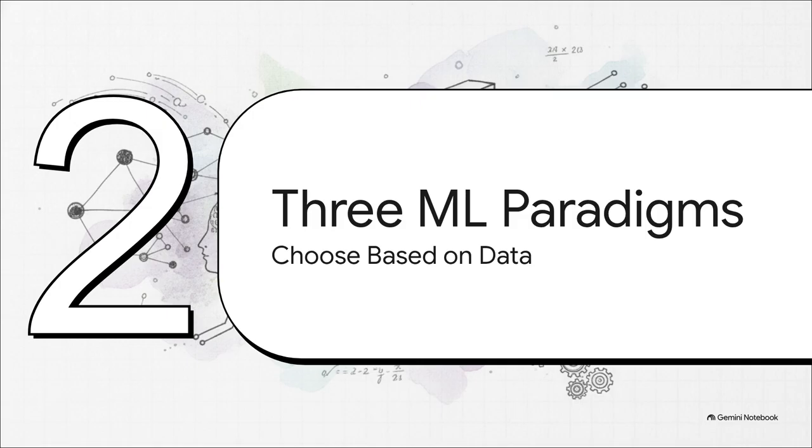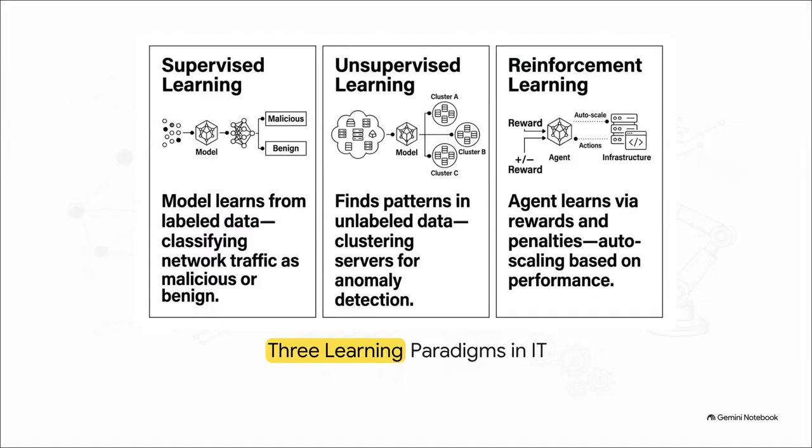All right, moving right along to Section 2, 3 machine learning paradigms, choose based on data. So how do we actually approach building a model? Well, it's not really about picking your favorite one. Your choice is dictated purely by the data you have sitting in front of you. Let's break down your 3 main choices.